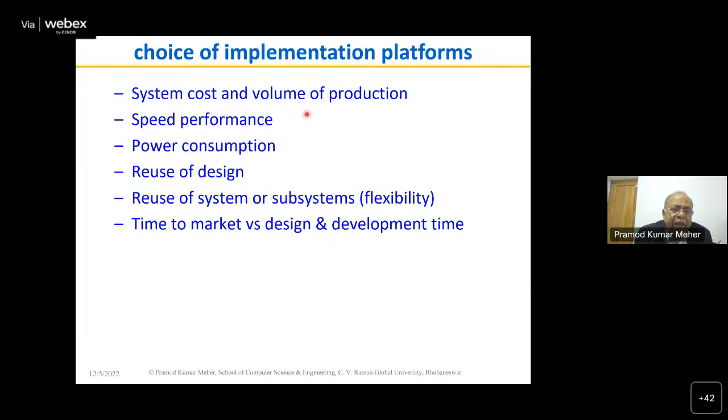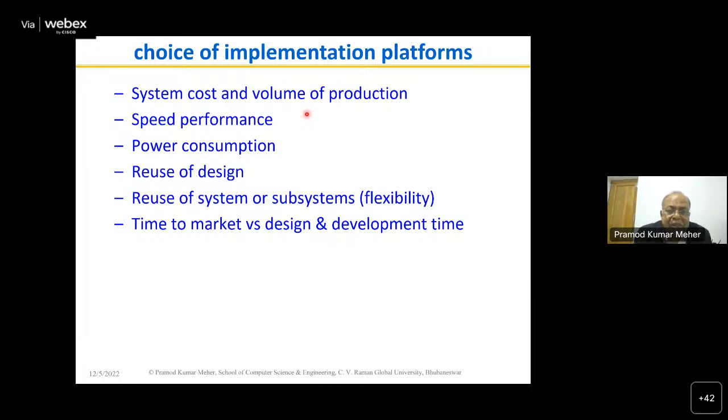Then if you want to reuse the design, that means now you have a design and you want to run another application, then your FPGA is good. Reuse of design often will be facilitated by the programmable processors because you can store that as a program. Reuse of system or subsystems is possible in most of the cases. If you have an ASIC design, you can also use a subsystem in FPGA.